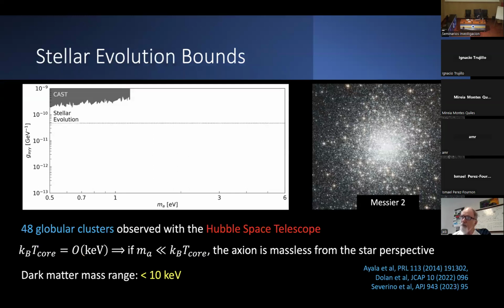There are several papers on this subject over the years. In the most recent, people use 48 globular clusters observed with the Hubble Space Telescope, and they constrain a wide range of masses. So that's a powerful technique to constrain a wider range of masses below 10 keV. You notice that it's very flat. The reason is that if you compare the mass of the axions we're talking about, eV, with the temperature in the core of these stars, then the axions look massless from the star's perspective. So that's why it's so flat.